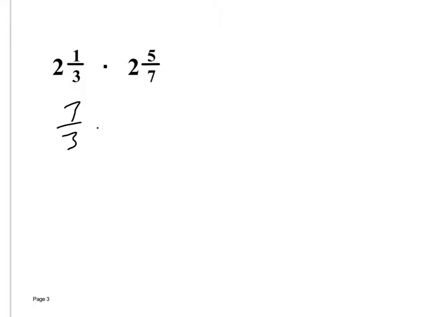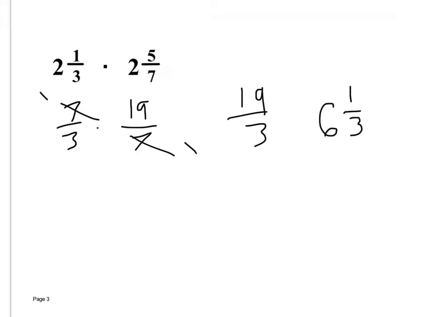14 plus 5 is 19. Then I can multiply. 7 and 7 I can cancel out. That gives me 1 on both of these. 19 over 3. I have to change it back to a mixed number. 3 goes into 19 6 times with 1 left over. And there's my answer.